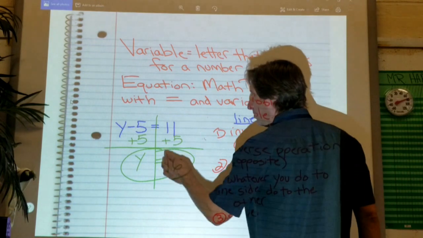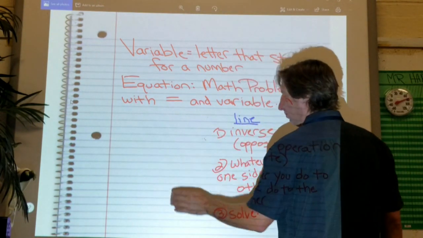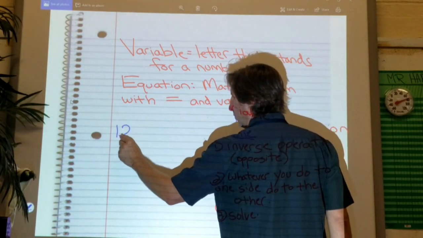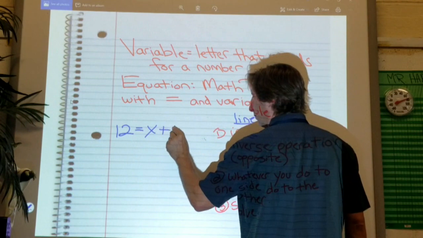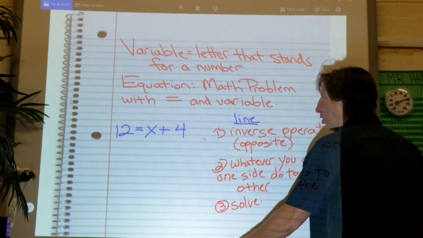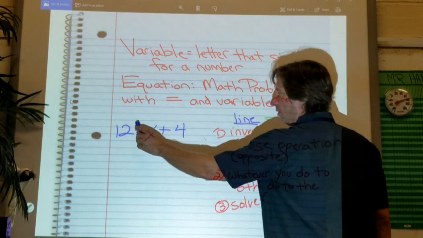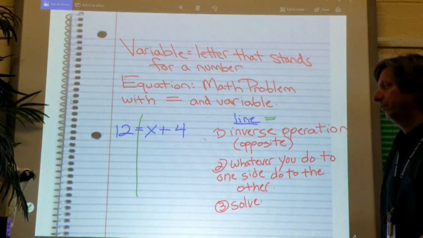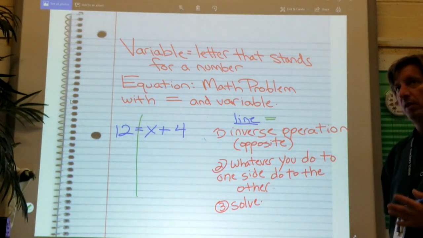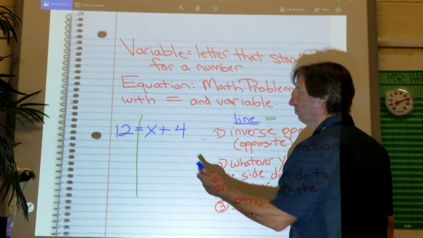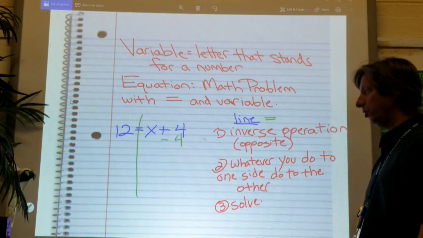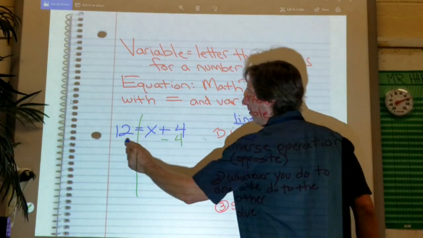Okay, we're going to look at one that's backwards. And it works the exact same way. 12 equals x plus 4. We still do the same thing. We draw our line, and our line always goes through the equal sign. So this time my line's over here. I'm going to do the inverse operation, or the opposite. What's the opposite of plus 4? Minus 4. Next step, whatever you do to one side, that's right, do to the other.